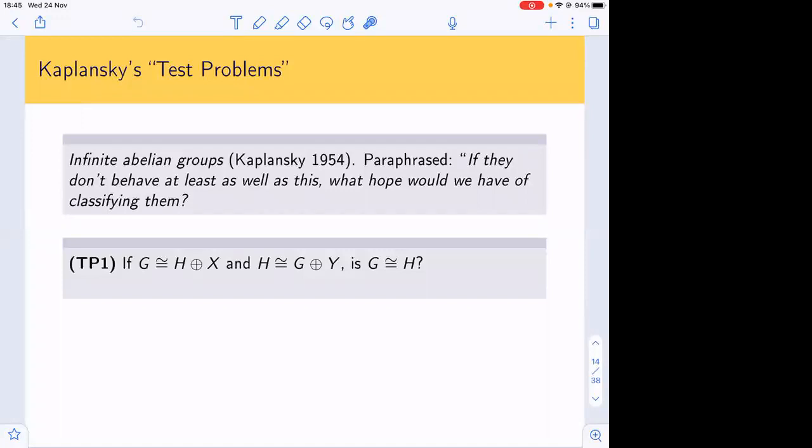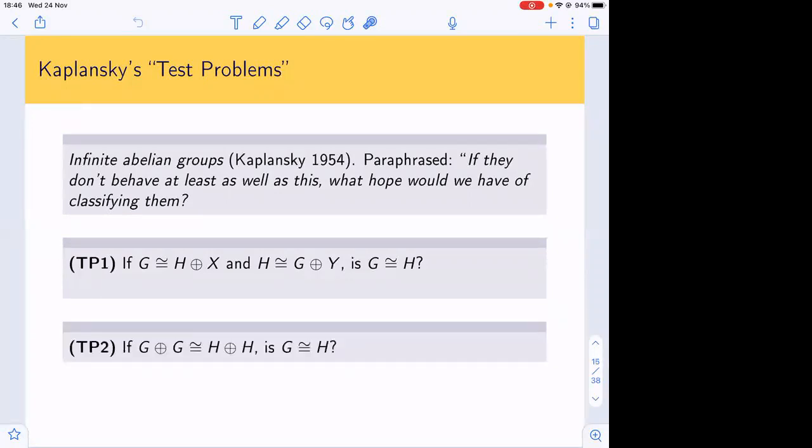Okay, first test problem. Let's suppose we have two groups, G and H. And suppose that G is isomorphic to H direct sum another group X, and H is isomorphic to G direct sum another group Y. Now it's easy to see, using the same ideas I've just been talking about, that it's possible for G to be isomorphic to H plus something and H to be isomorphic to G plus something if H and G are themselves isomorphic. So the question is, if this happens, is G necessarily isomorphic to H? And in 1954, nobody knew the answer to that.